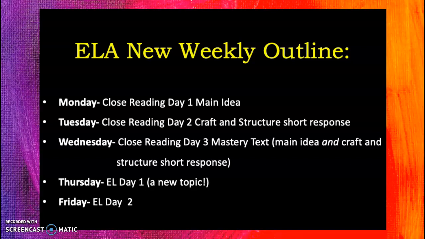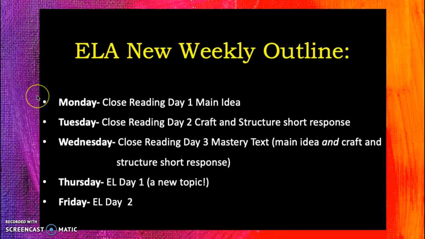Hello, fifth grade ELA. Before we get started with close reading today, check out our new ELA weekly outline. Up until this point in remote learning, we have only had close reading. So we will continue close reading Monday, Tuesday, and Wednesday.